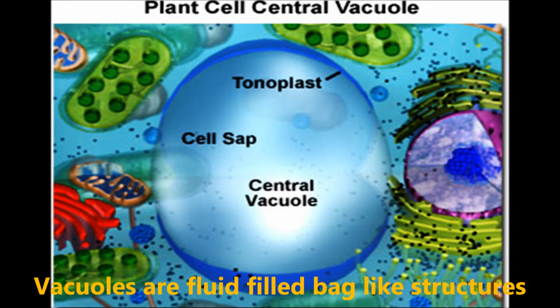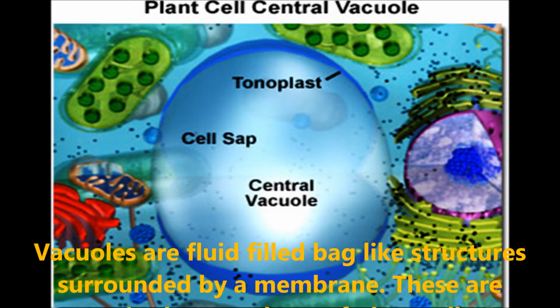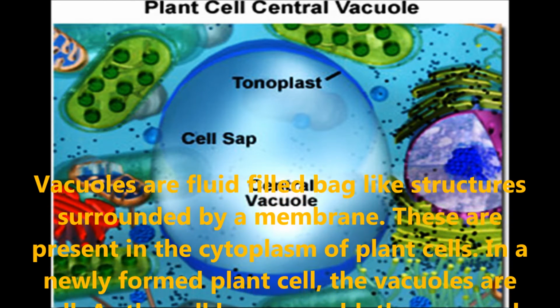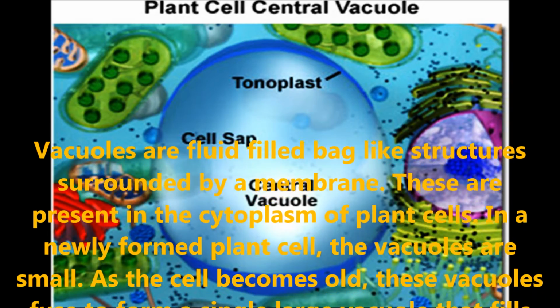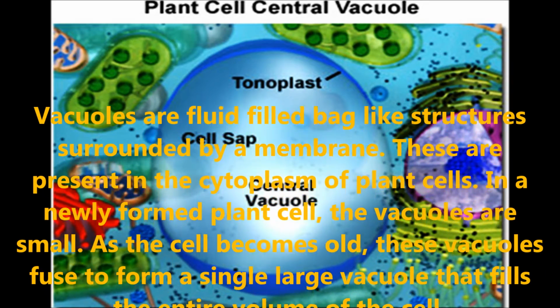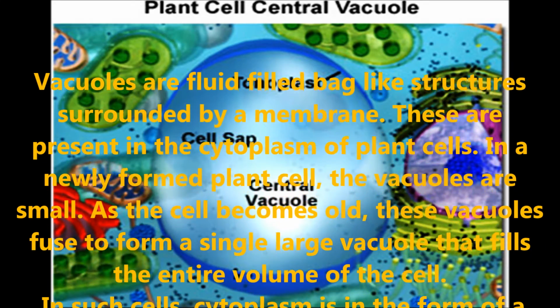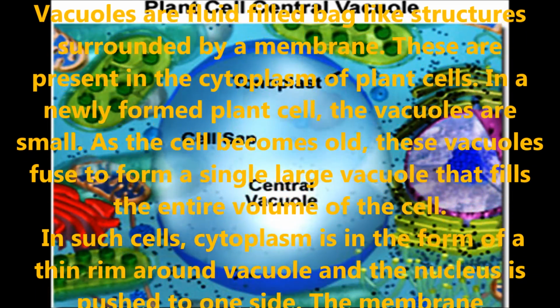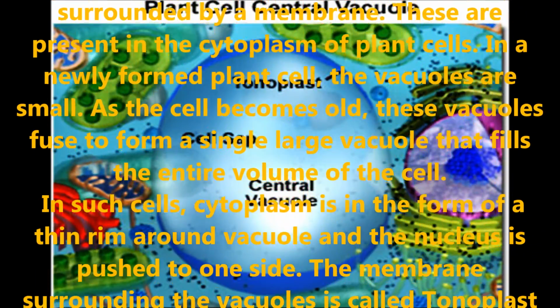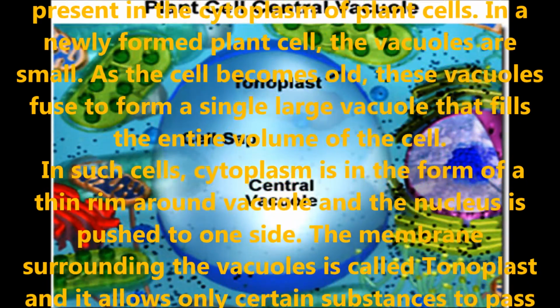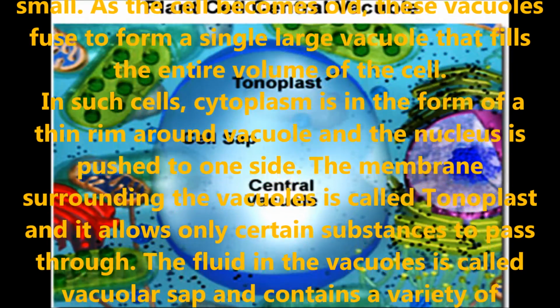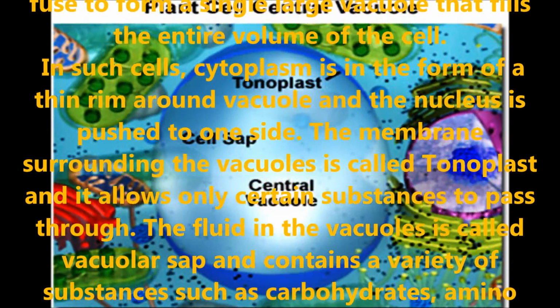Vacuoles. Vacuoles are fluid-filled bag-like structures surrounded by a membrane. These are present in the cytoplasm of a plant cell. In a newly formed plant cell, the vacuoles are small. As the cell becomes old, these vacuoles fuse to form a single large vacuole that fills the entire volume of the cell. In such cells, cytoplasm is in the form of a thin rim around the vacuole and the nucleus is pushed to one side.